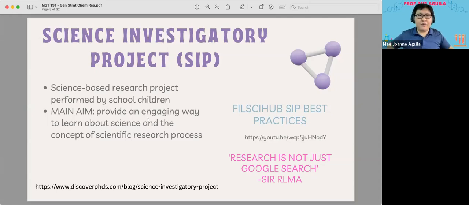So the main aim of the science investigatory project is actually to engage the learners in science, to accept science, to love science, and essentially to introduce to them the concept of the scientific research process. That a scientific research process is not out of the blue, it's not random, it is systematic.